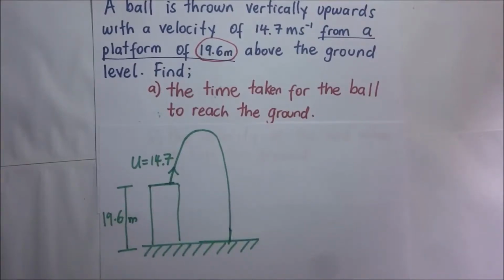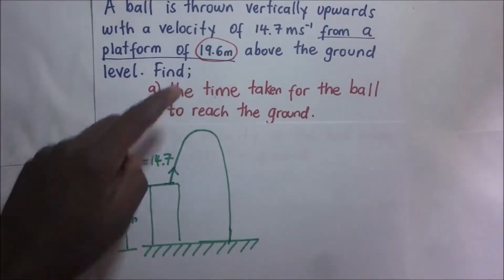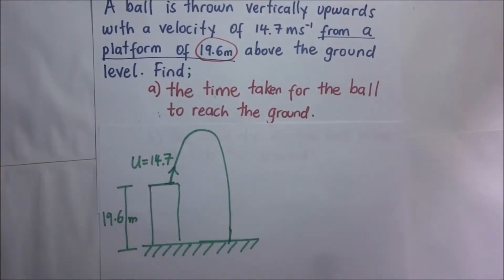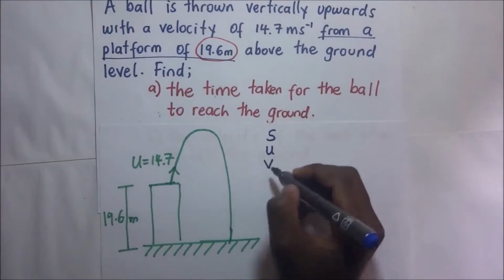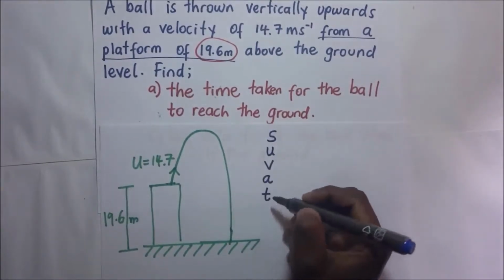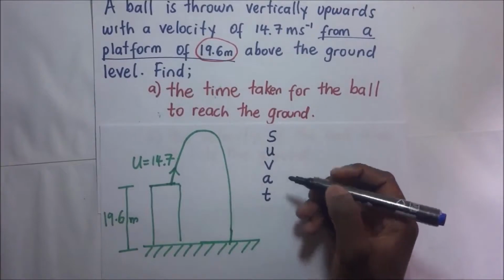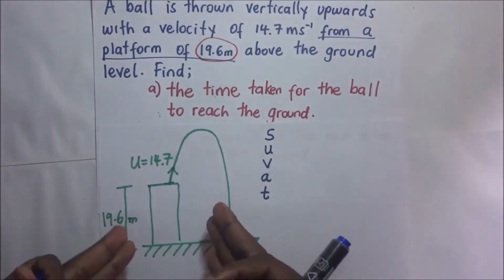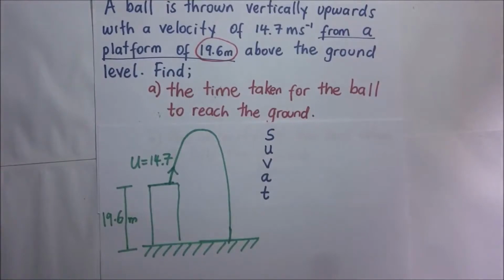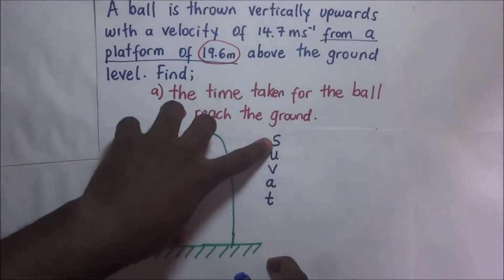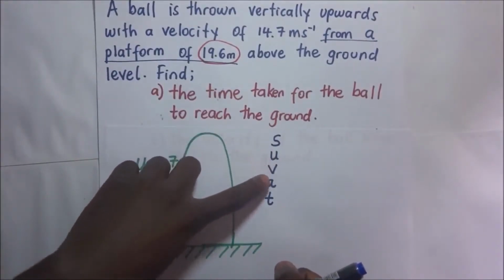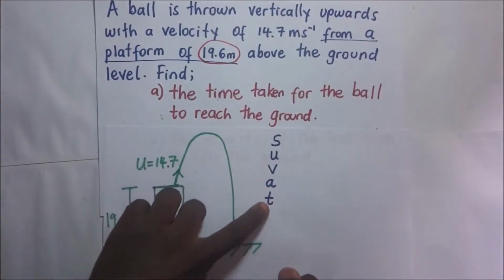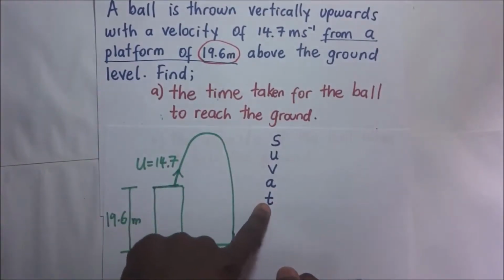Now let's first of all analyze the parameters in this question. As far as motion in a straight line is concerned, we have the displacement s, the initial velocity, the final velocity, the acceleration, and the time. When we are dealing with motion under the influence of gravity, displacement is a vector quantity. Initial and final velocity are also vector quantities. Acceleration is a vector quantity. It's only time that is a scalar quantity.